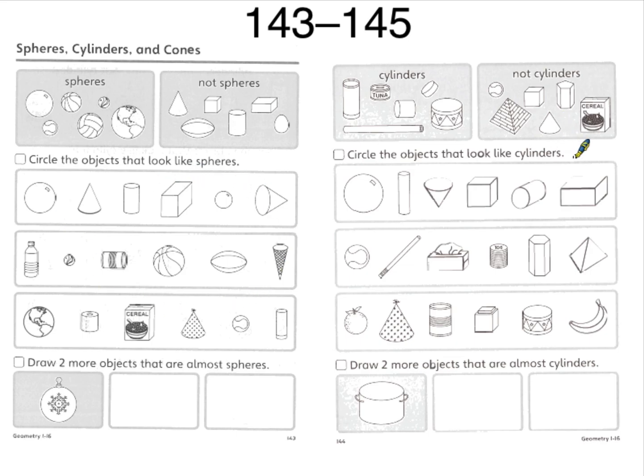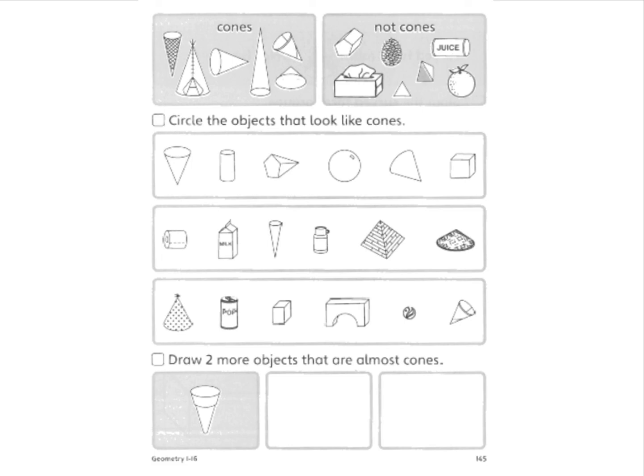Here, circle the things that look like cylinders. X it out if it doesn't. Even say it out loud. Cylinder? No. Cylinder? Yes. Cylinder? No. Cylinder? No. Draw 2 more things that are cylinders. Have a look around your house. There's cylinders everywhere. None of these, please. Might be kind of tricky. And cones. Cones are really hard to find around your house, but let's see if we can find them. All right, that's it for today.